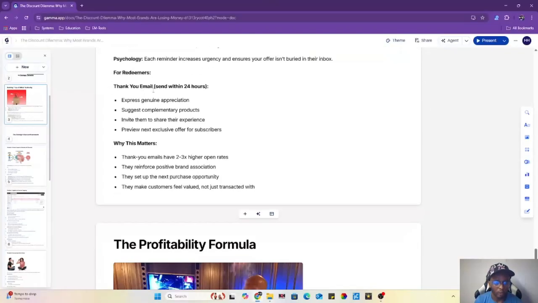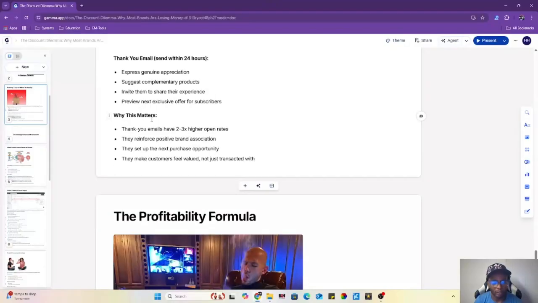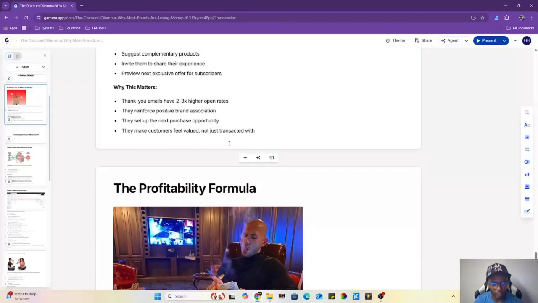For redeemers, thank you email sent within 24 hours. Express genuine appreciation. Suggest complementary products. Invite them to share their experience. Preview next exclusive offer for subscribers. Why this matters: thank you emails have 2 to 3 times higher open rates. They reinforce positive brand association. They set up the next purchase opportunity. They make customers feel valued, not just transacted with.